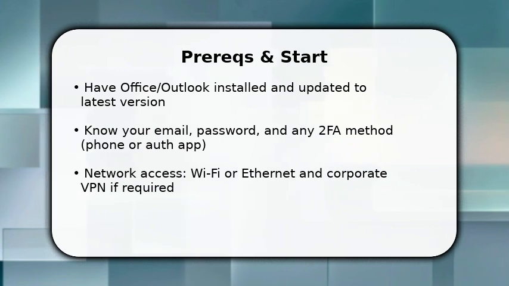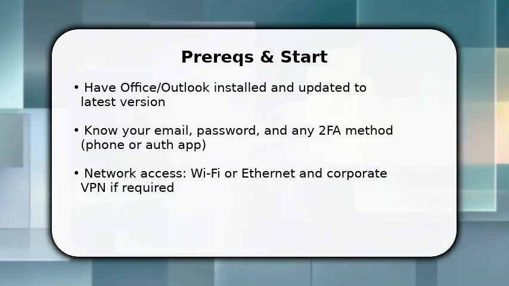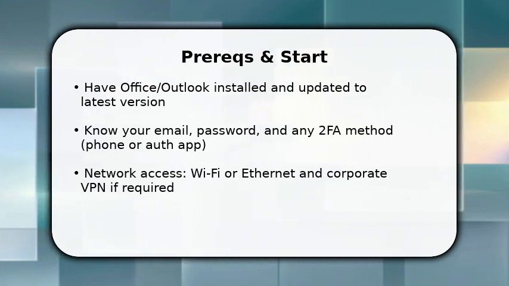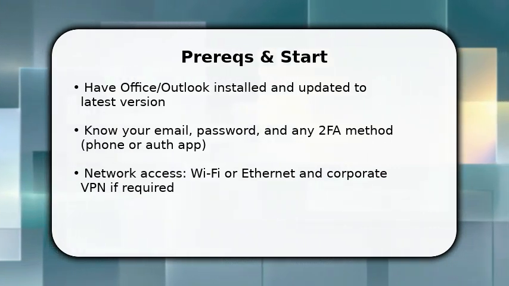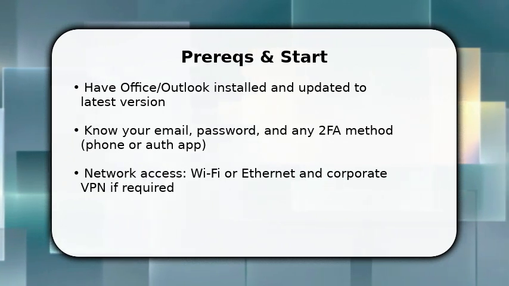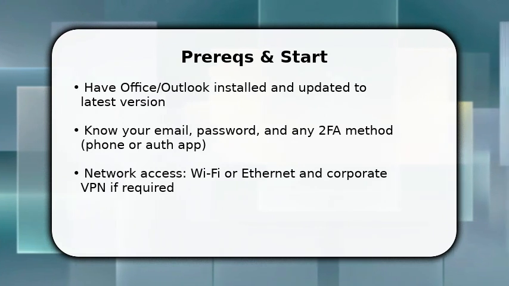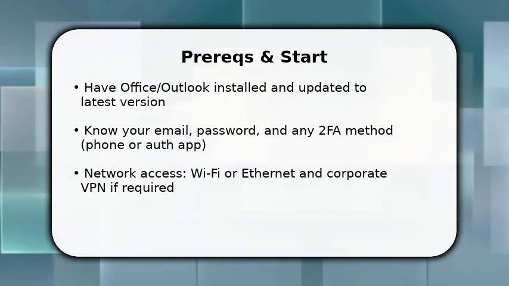If prompted, choose Exchange, Microsoft 365, or IMAP/POP based on your provider. This selection tells Outlook how to talk to the mail server. Once done, Outlook will attempt auto-discovery. Make sure your password and 2FA device are at hand for the next step.